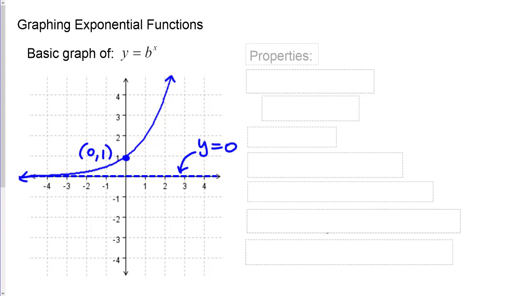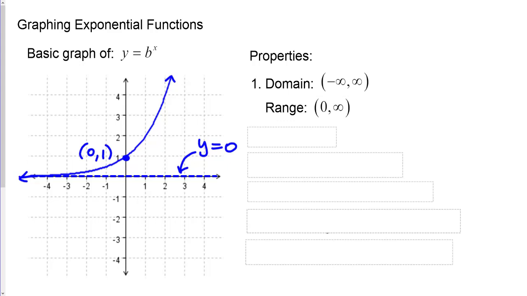But let's state a few properties of this graph. First off, the domain of the graph is negative infinity to positive infinity. So basically, no matter what value along the x-axis you want to plug into the function, you'll get a number back out. So you can put any number in for your exponent. The range is restricted from 0 to infinity. Sometimes it can be restricted from negative infinity up to 0, but we'll look at that when the time comes. And that just is because the graph lies entirely above that horizontal asymptote.